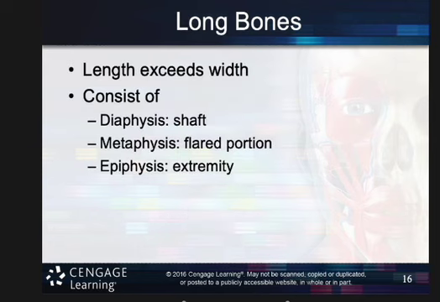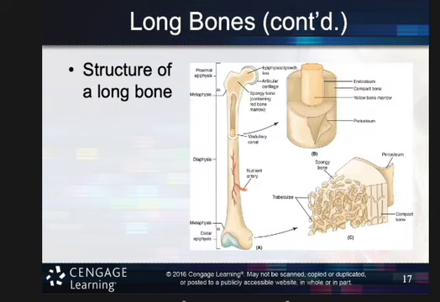So, in a long bone, there are ends called epiphyses, a shaft called the diaphysis, and a region that adjoins the heads to the shaft called the metaphysis, which widens into the epiphysis. There are two epiphyses in a typical long bone, the proximal epiphysis, closest to the trunk, and the distal epiphysis, which is furthest from the trunk.